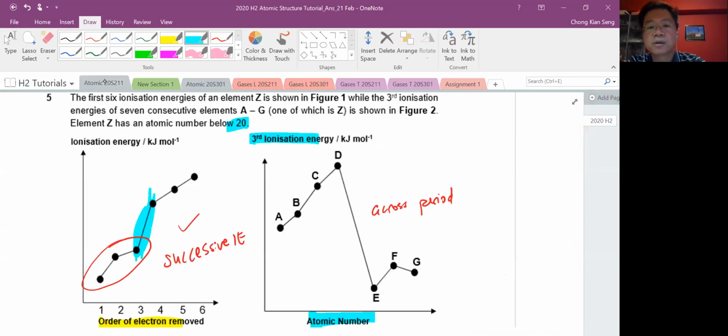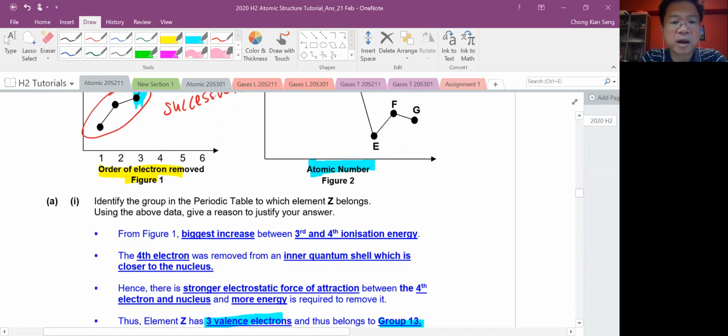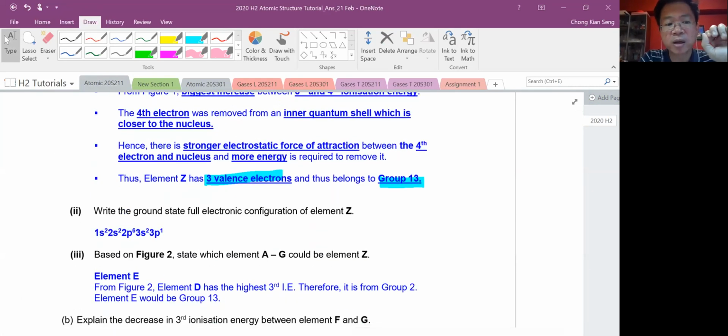Let's come back here. If Z is a group 13 element with an atomic number below 20, it's either aluminium or boron, period 2 or period 3. We can't really answer that yet. I would suggest that we look at part 3, then we can answer part 2.